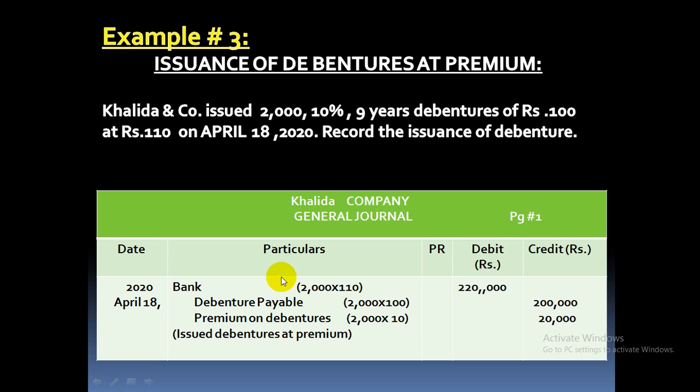Let's see the recording. This time bank will be debited with 2000 multiplied by 110. 2000 multiplied by 110 will give us 2,20,000. Bank account is increasing, therefore it will be debited. This 10 rupees extra which we are charging is to be recorded as premium on debenture. So premium on debenture will be credited 2000 multiplied by 10, and debenture payable, as I told you, will always be credited with its par value. 2000 debentures we are issuing, 100 rupees is the par value, we will multiply it, and this is how the debenture payable account will be credited.